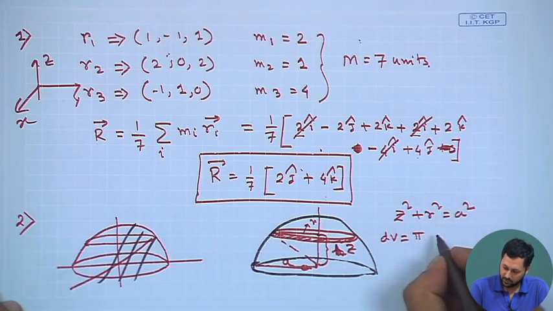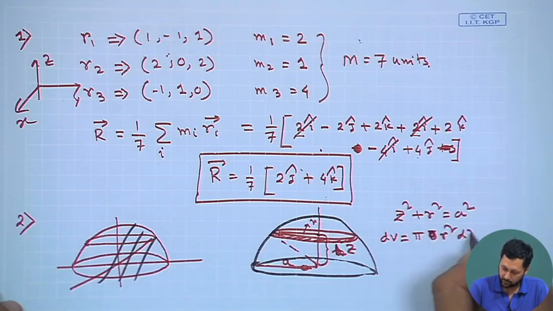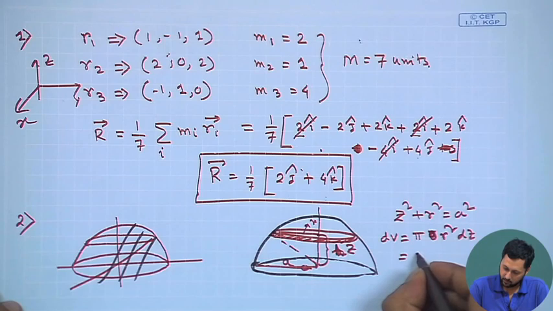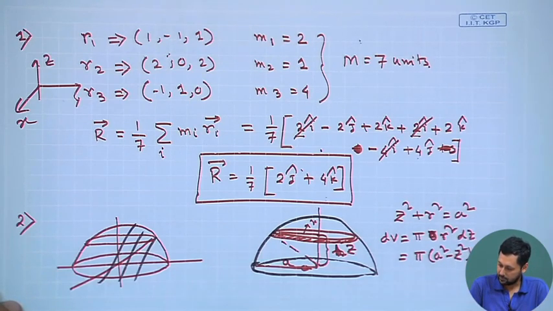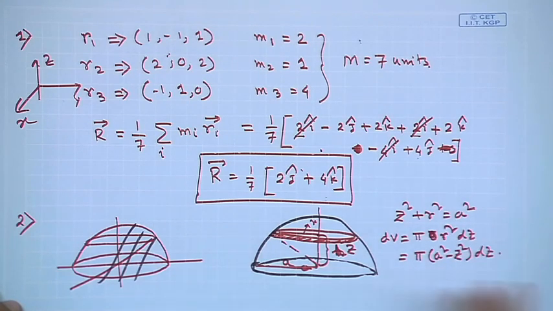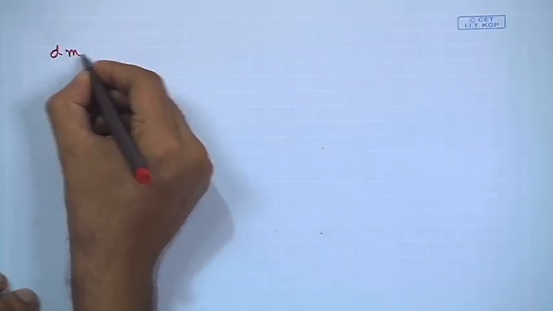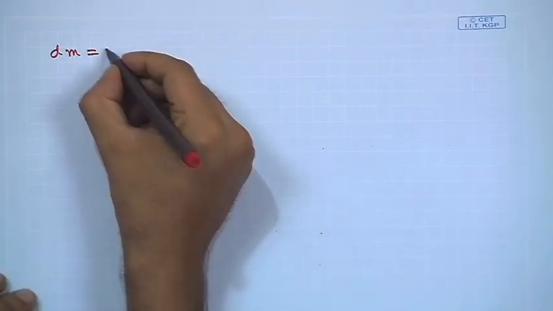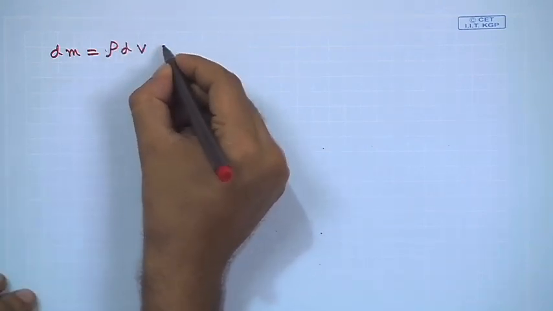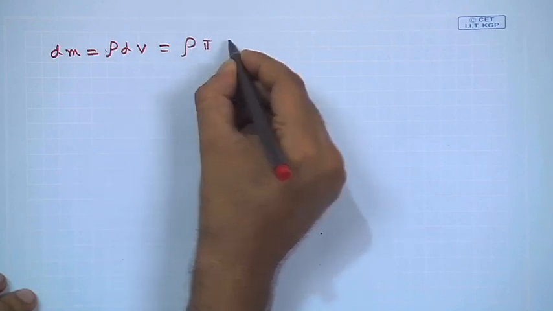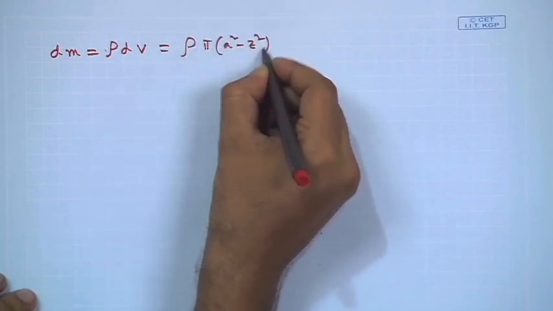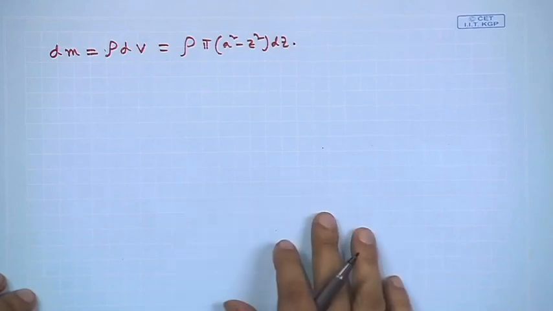Now, dv is equal to pi r square dz, which is pi (s square minus z square) dz, right. Now, the mass element will be given by dm, which is rho dv, which is rho pi (s square minus z square) dz, right.